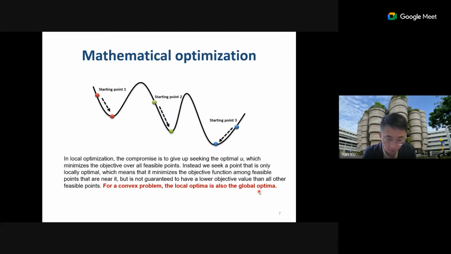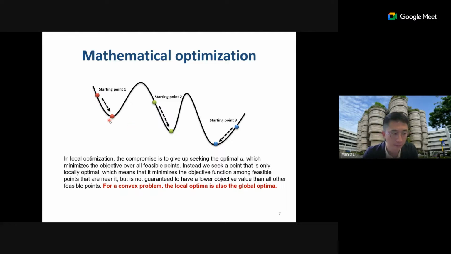But if it's not a convex problem, we are unsure on that. Whether it's a global optimum is not guaranteed. That's why convexity is so important. That's why in reality, we prefer convex problems.